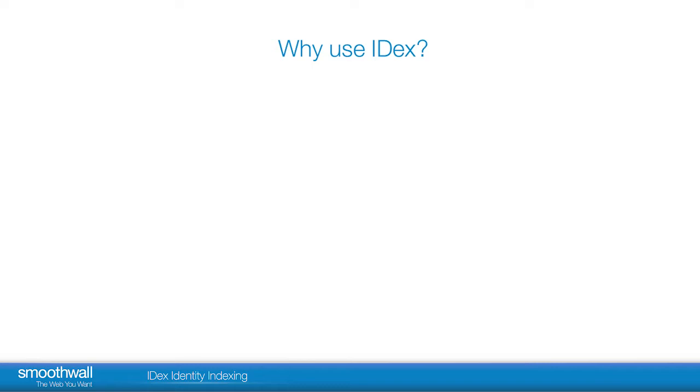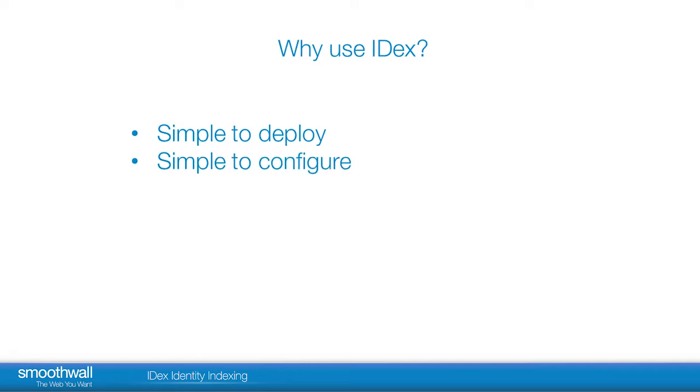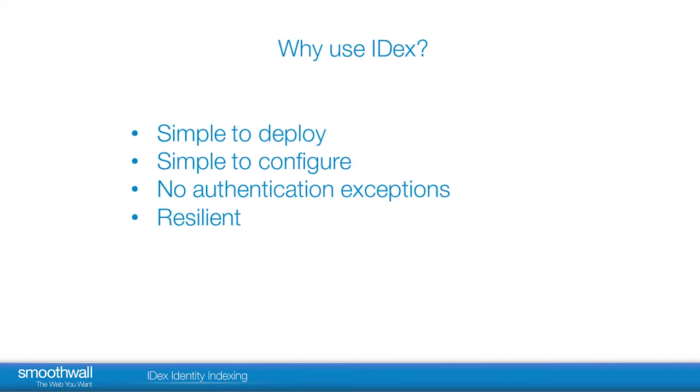IDEX Identity Indexing offers an alternative to authentication, which is simple to deploy via group policy, simple to configure with no reliance on external configurations such as DNS, able to attribute all web traffic to the logged-in user, so there's no authentication exceptions. This enables you to identify individual users that may need safeguarding and to help comply with the Prevent duty. Resilient to external problems on the network, such as the loss of a server or network link.